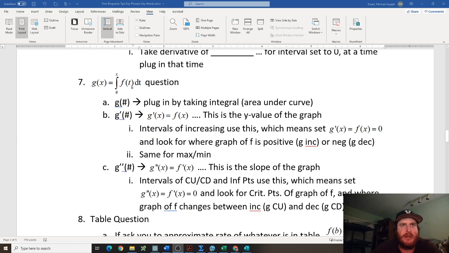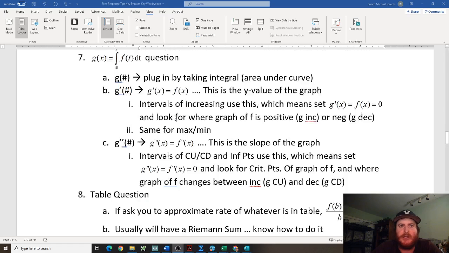Another really common question is this g of x equals the integral of f of t question. Usually they give you the graph of f. We just did this in chapter 7 and the chapter before this one, where basically for g of whatever it is, you're going to do the integral, the area under the curve. For g prime, you're going to change this to g prime of x equals f of x. So those are our y values. And for g double prime, we would set it to f prime of x, and that would be the slope of the graph. So this would deal with concave up, concave down. This would deal with increasing, decreasing.